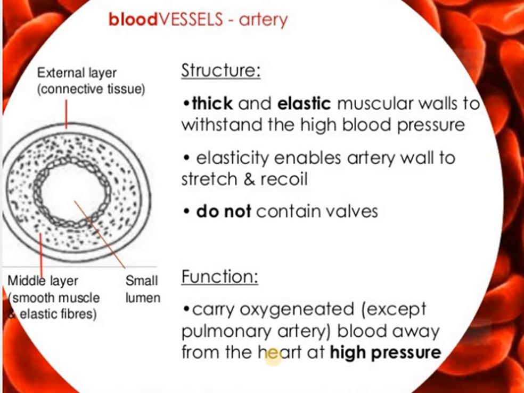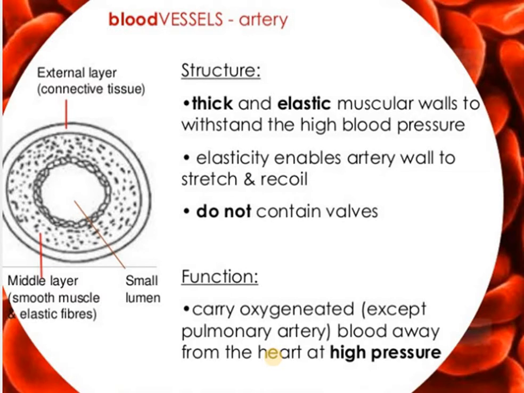The structure of the artery is quite muscular. The walls are muscular and elastic so that they can withstand the high blood pressure. I told you just now that arteries are the blood vessels that take blood from the heart. So when the blood is pumped, it is at quite a high force or pressure. To withstand that high blood pressure, the walls of the arteries must be thick and elastic, and this elasticity enables the artery wall to stretch and recoil, and they do not contain valves.